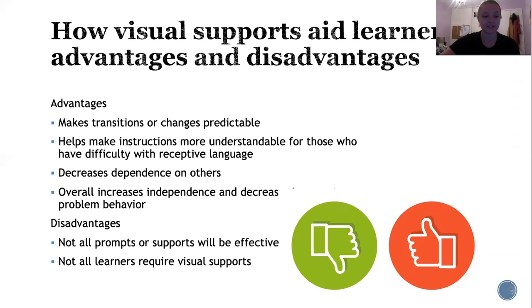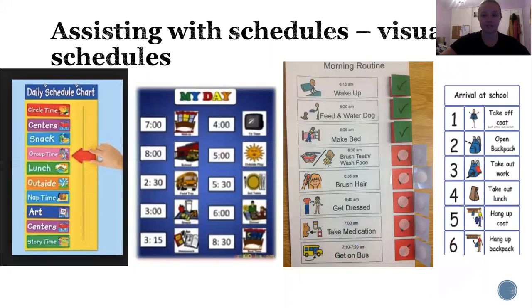In this case, it is important to fade out our visual prompts slowly over time so that our students do not become dependent on them. Let's talk about some of the different visual supports that we can use in our classrooms.